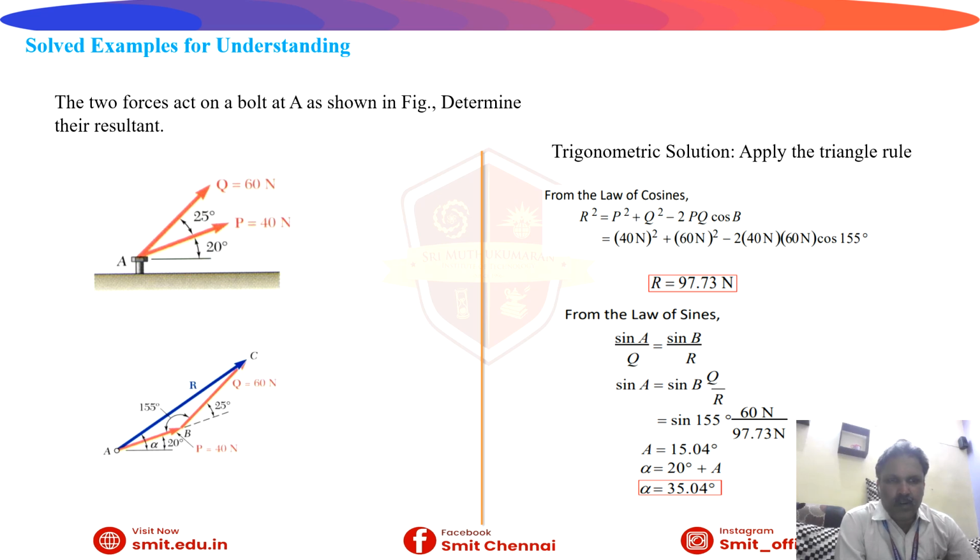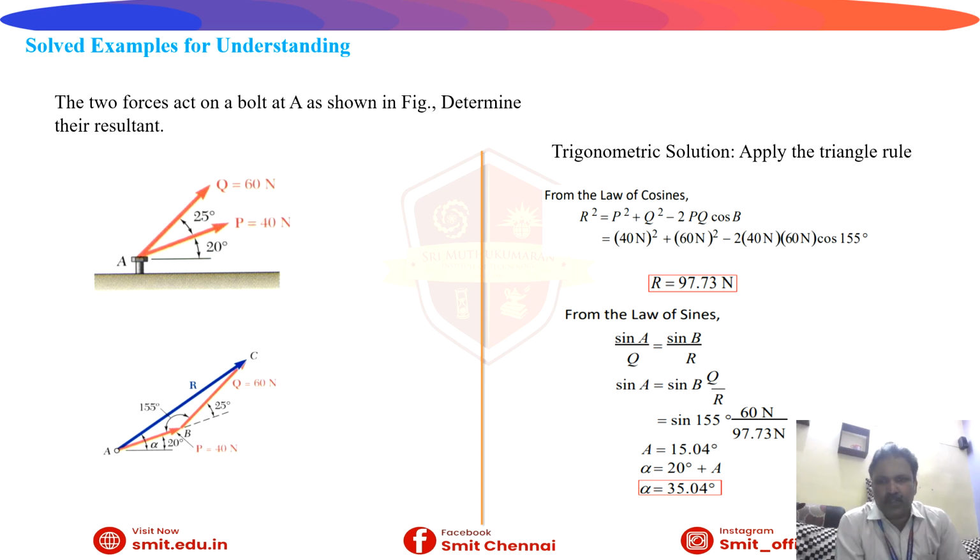Another important problem: two forces act on a bolt at A as shown in the figure, determine the resultant. First of all, what formula are we using? Trigonometry solution, apply the triangular rule. Okay, this formula is very easy. We can apply that. The two different values are given. Then we can go for the law of cosines. The formula we already discussed in the previous slides.